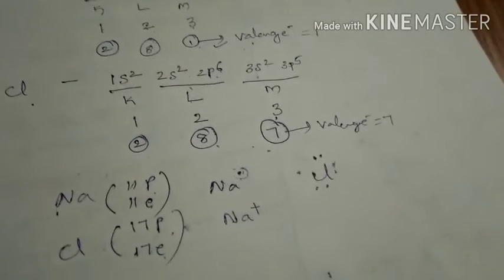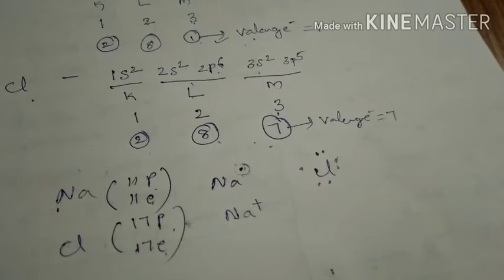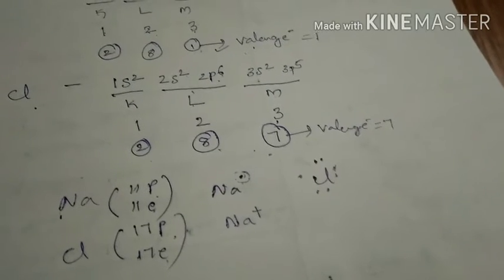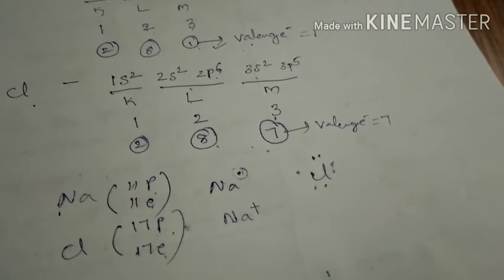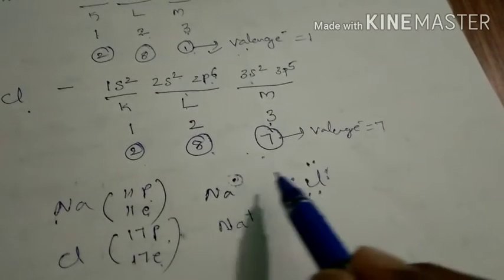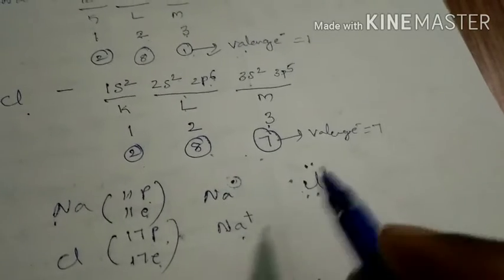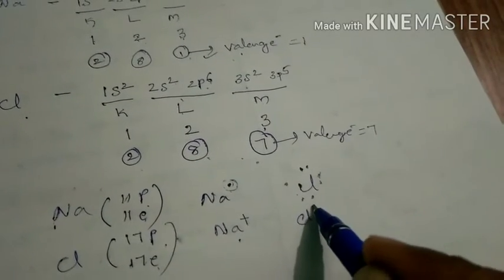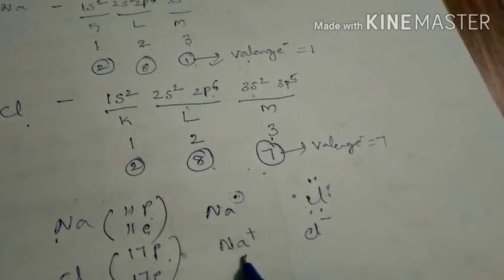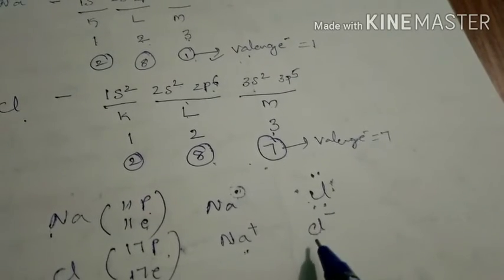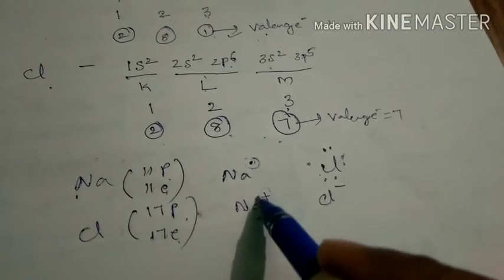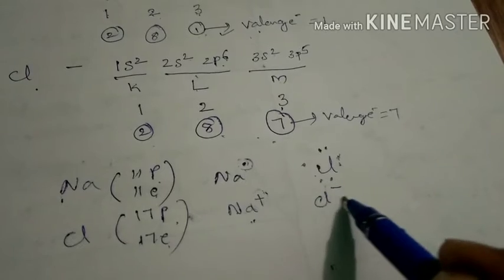I repeat once again, if any substance loses electrons, it acquires positive charge. If any substance gains electrons, it acquires negative charge. So here sodium loses electron to chlorine atom, then it becomes Na plus and Cl becomes Cl minus. Sodium loses electron, so it becomes Na plus, Cl gains electrons, so it becomes Cl minus. Here this is positive ion, here this is negative ion.